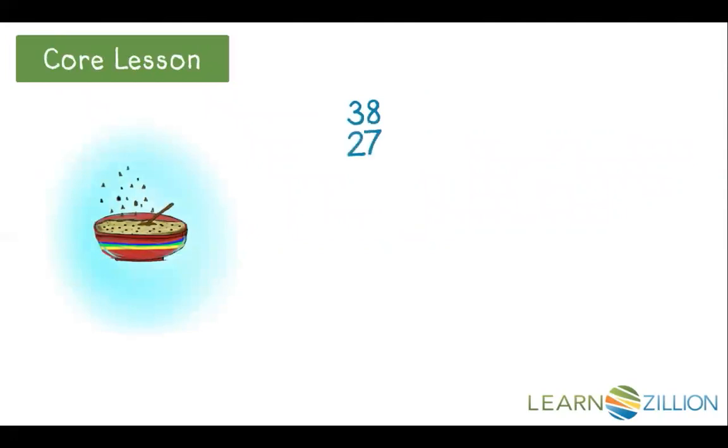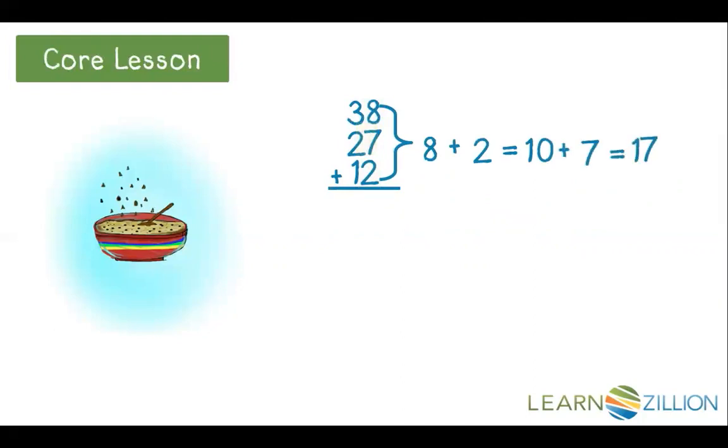38 plus 27 plus 12. We are setting this up vertically. The first thing we're going to do is add our ones. Automatically, we can see that 8 plus 2 equals 10. Then we can add our remaining 7, 10 plus 7, and we'll have 17 ones. Next, we can take our 3 tens, which equals 30, our 2 tens, which equals 20, and our 1 ten, which equals 10.